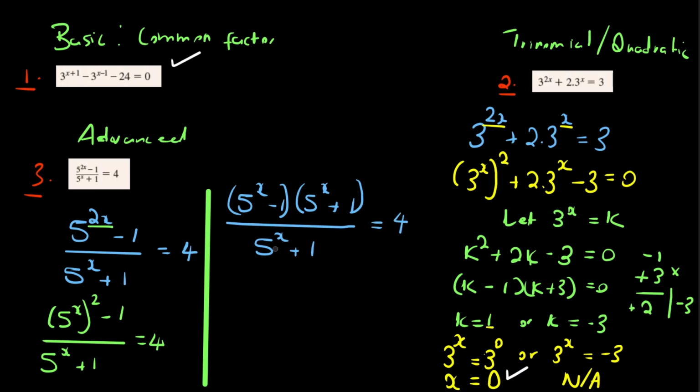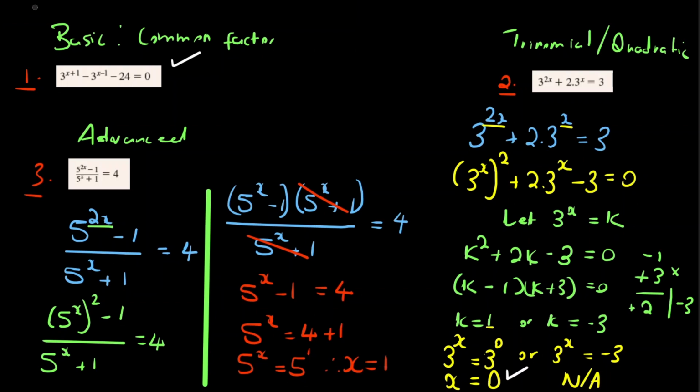And remember, if we have two identical factors at the top and bottom, they can cancel, meaning that we have 5 to the x minus 1 equals 4. Isolate 5 to the x, we have 4 plus 1, and we'll have 5 to the x equals 5. And you know that any number with no exponent actually has an exponent of 1. We drop the bases and we keep the exponents, therefore x equals 1 will be our solution for this problem.